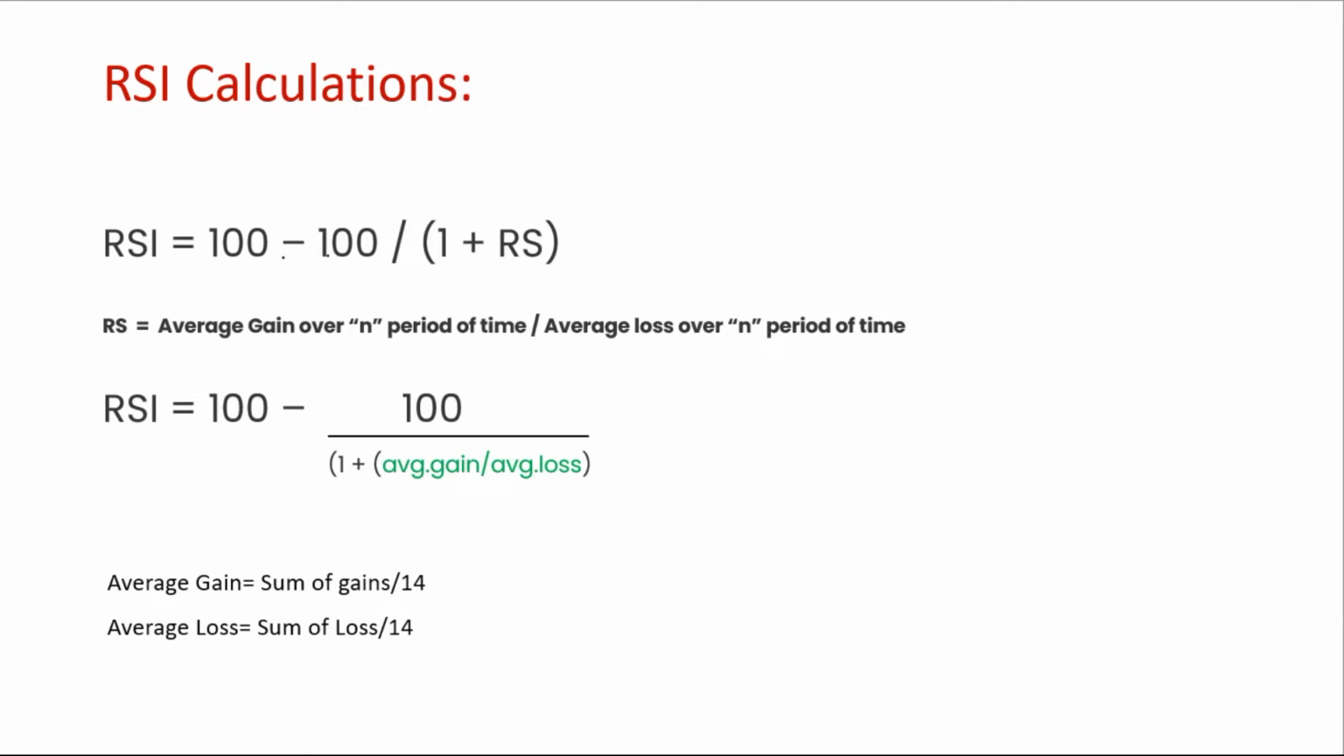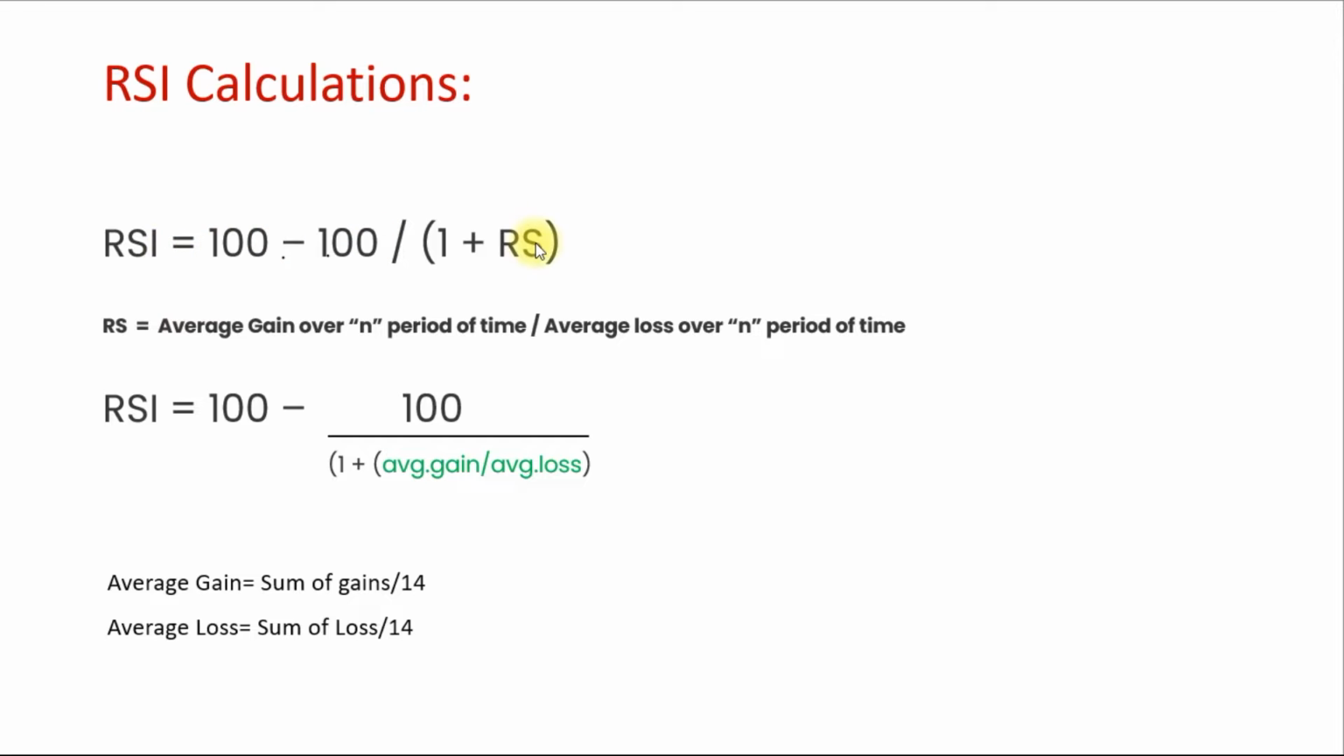This is the formula for finding out the RSI. RSI equals 100 minus 100 divided by 1 plus RS. Now we have to find out what RS is. RS is the relative strength. The formula for finding RS is average gain over n period of time divided by average loss over n period of time. So we got the formula for finding out the RS.